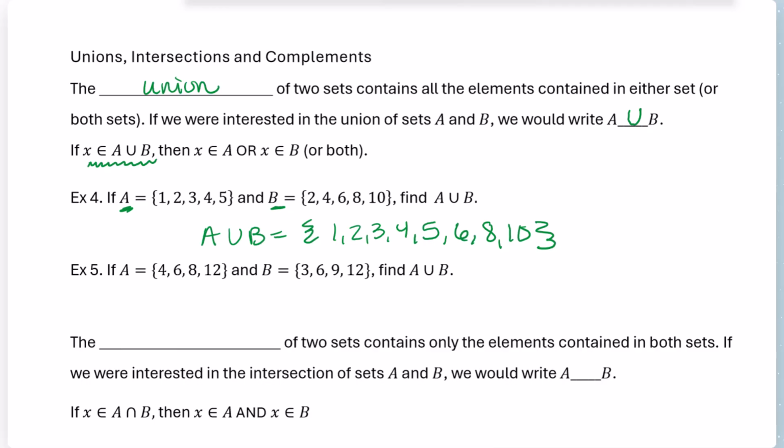We get another one to practice on. This time A is 4, 6, 8, 12. B is 3, 6, 9, 12. So we need to find A union B. We have to merge them together. Neither set goes right in order, so I'm going to put a mark. I'm going to pick up that 3 from B and then 4 from A, and then they each have a 6, so we have a 6 over here, and then 8, 9, and 12. And so this way it's a merger of sets A and B unioned together.